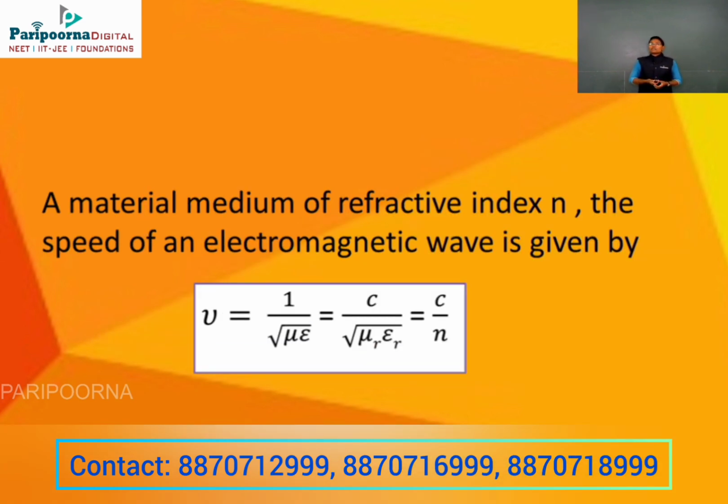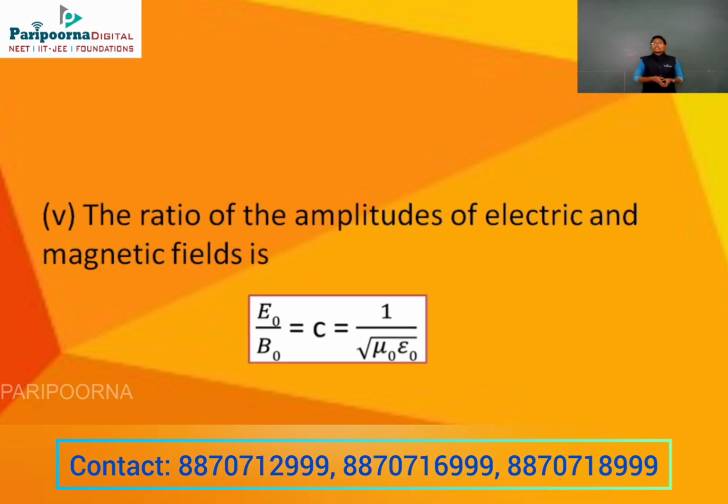Next, in a material medium of refractive index n, the speed of the electromagnetic wave is given by v equal to 1 by root of mu epsilon, that is c divided by root of mu r epsilon r, which is nothing but c by n, the refractive index of the material. The next property is the ratio of the amplitudes of the electric and magnetic fields, E naught by B naught, which is equal to c.